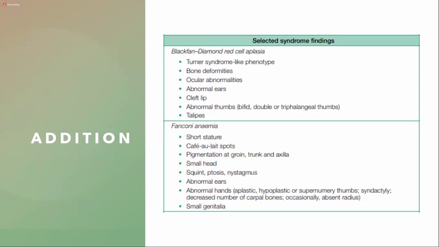So this is an addition. When we suspect there are syndrome features, we want to complete all the syndrome findings in Diamond-Blackfan anemia and also Fanconi anemia. Okay, so next we move to the investigation.